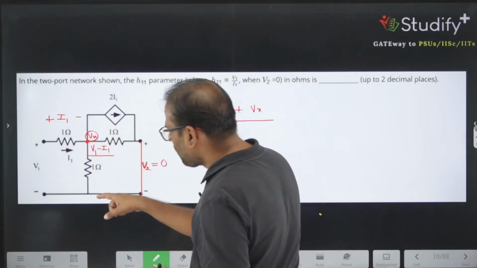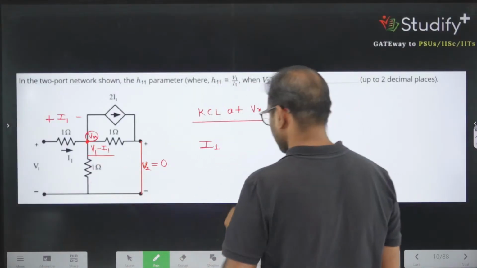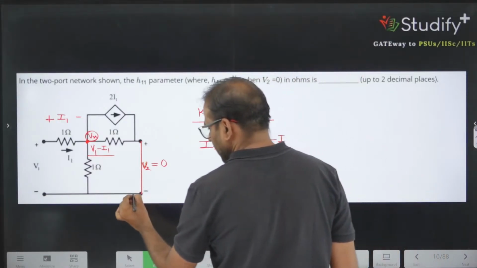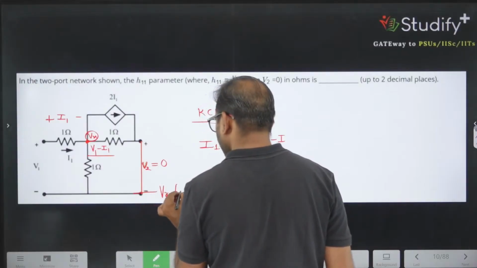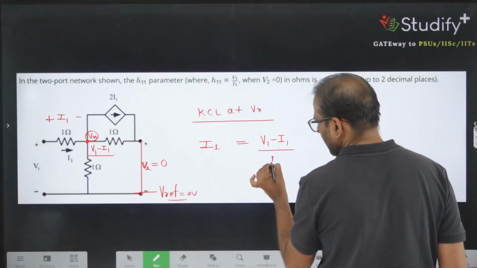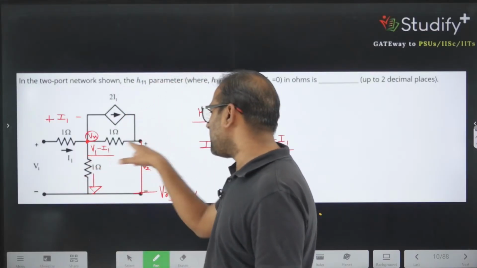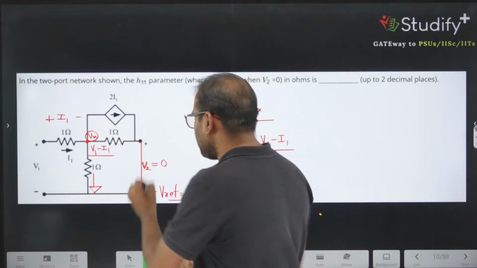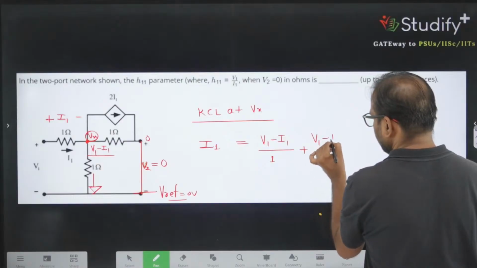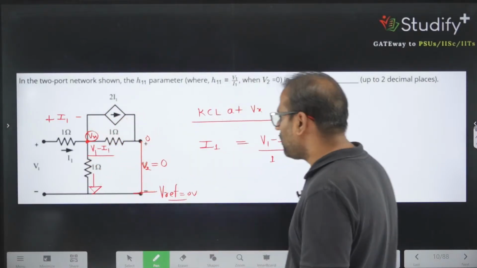What is the outgoing current? The current across a resistance is always given by the potential difference divided by resistance. So we have potential difference V1 minus I1, taking the reference potential equal to 0. So V1 minus I1 divided by 1 is the current going away from the node. And one more current is V1 minus I1 minus 0 divided by 1. This is also going away from the node. And one more current going away from the node is 2I1.